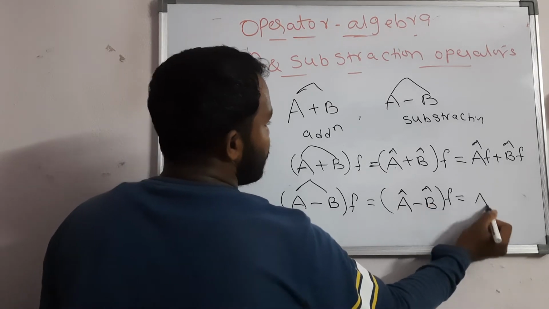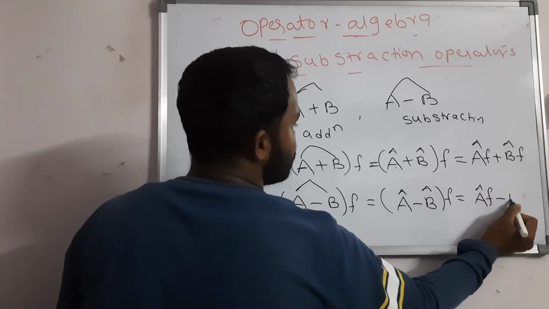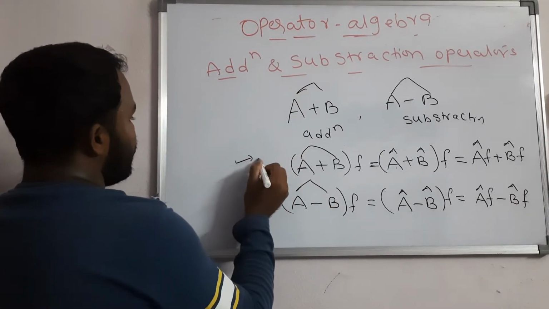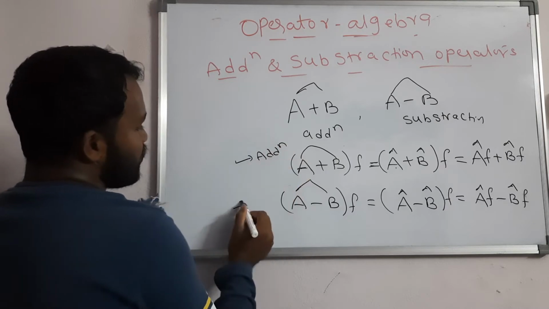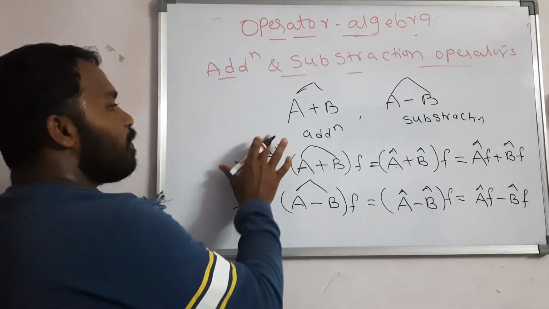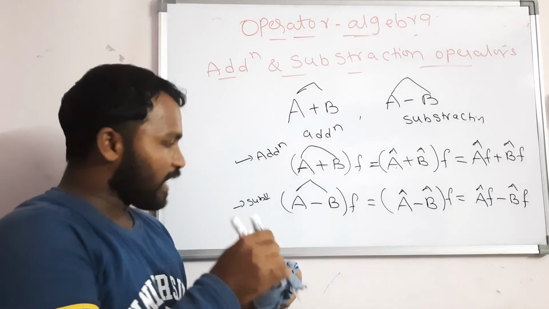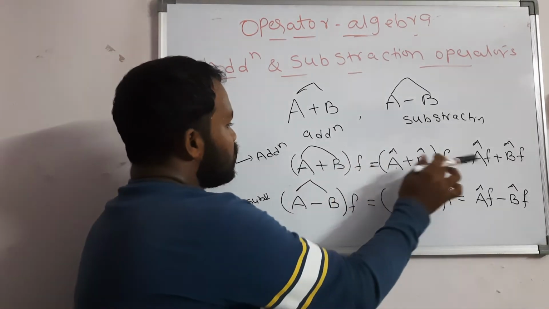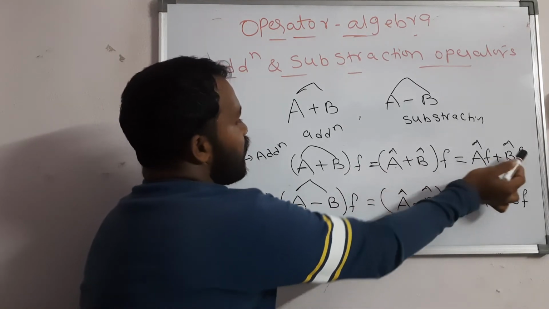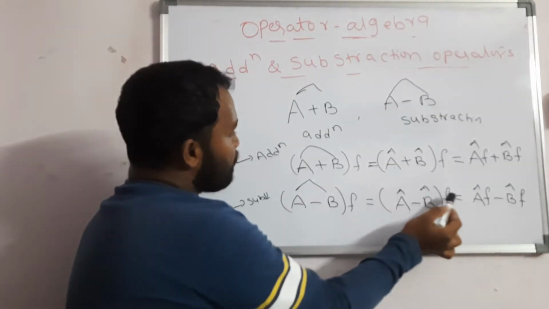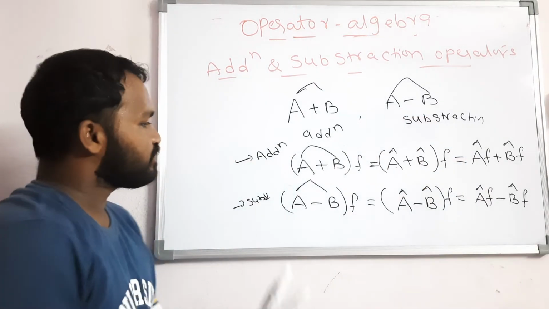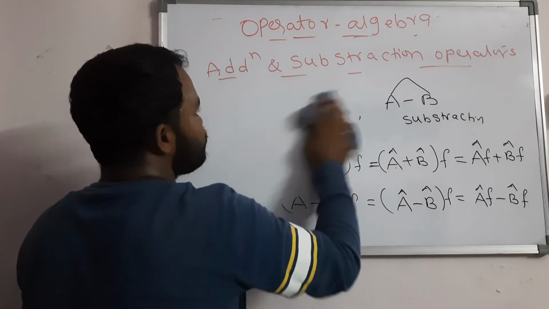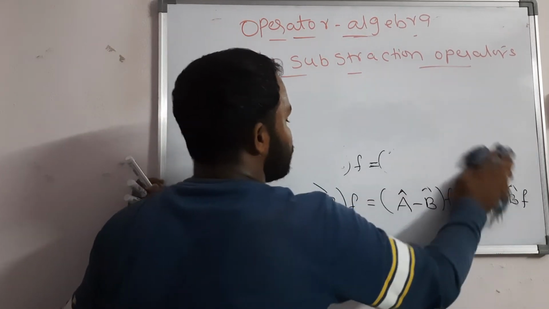Again I am repeating: A cap plus B cap into f, where f is a function, gives A cap into f plus B cap into f. If it is a minus, you should write A cap into f minus B cap into f. So this is about the addition and subtraction of operators.